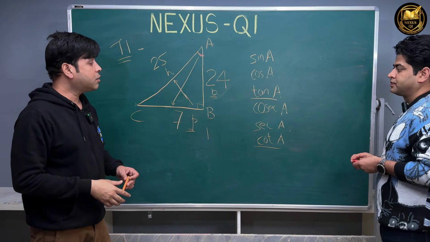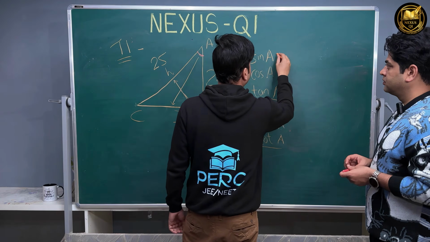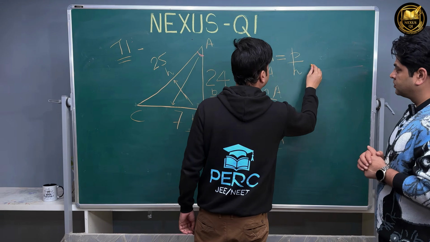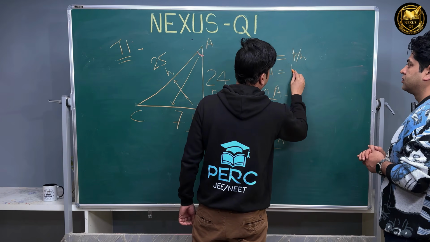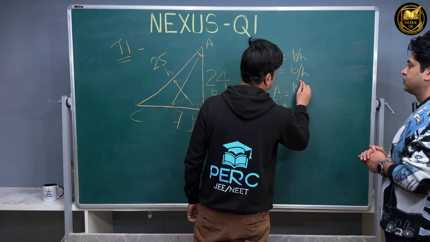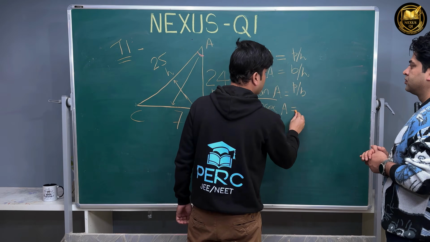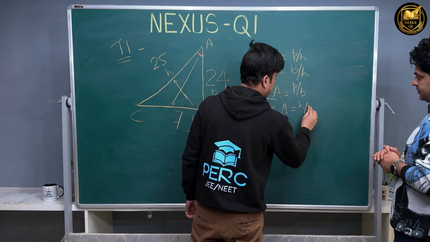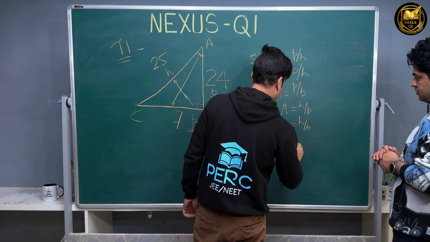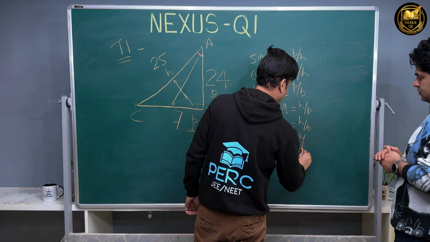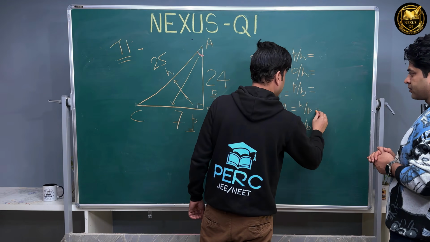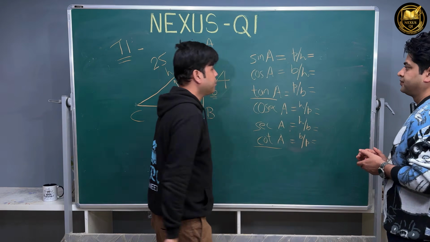Now let's find the values. First of all, sine is the ratio of p and h. Cos is b by h. Tan is p by b. Cosec is h by p. Sec is h by b. And cot is b by p. Now you just have to put the values. Got it? Clear?